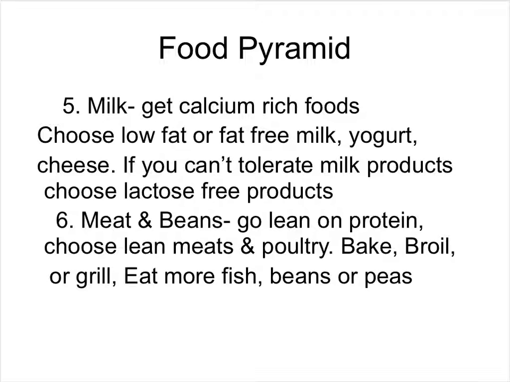And number 6 are the meat and beans. Go lean on protein. Choose lean meats and poultry. Bake, broil, or grill. Eat more fish, beans, or peas.